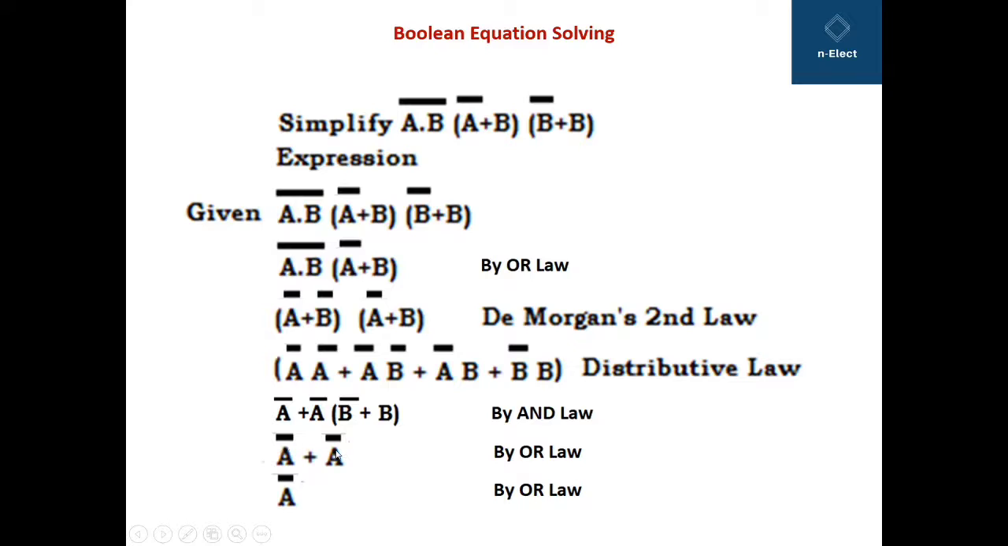So B bar plus B will be turned into 1, and we will get A bar plus A bar. Again we can apply the OR law here. So it is similar to A plus A, and A plus A is A. So A bar plus A bar will be A bar. So this is how this expression can be simplified and reduced to A bar.